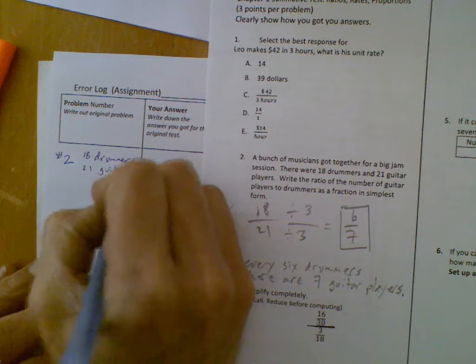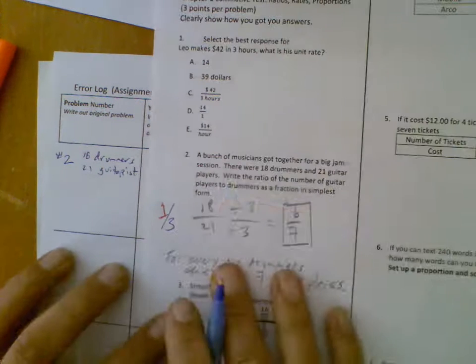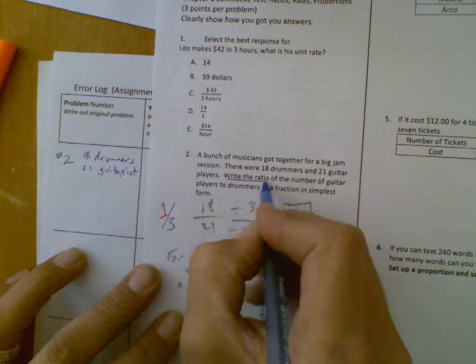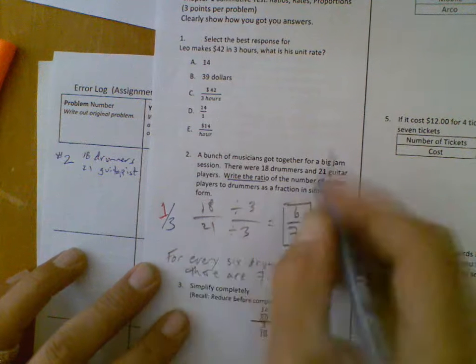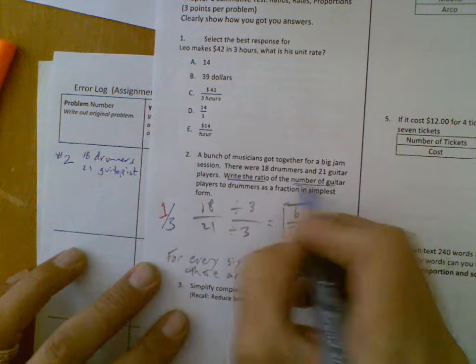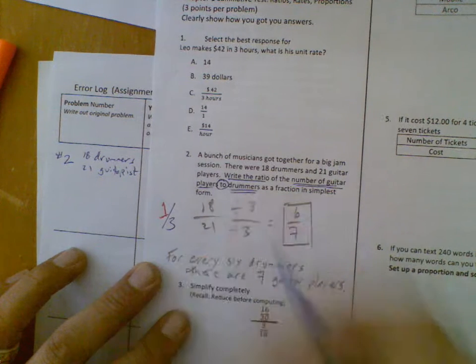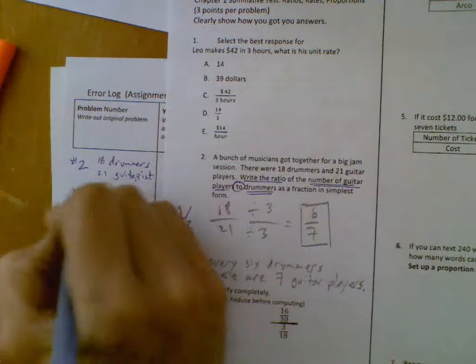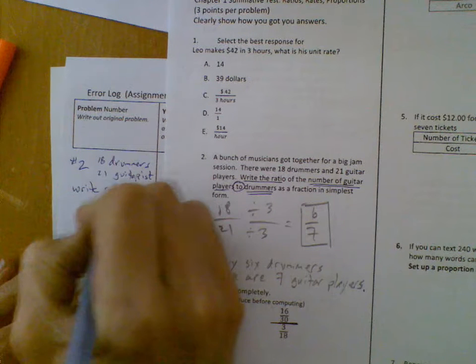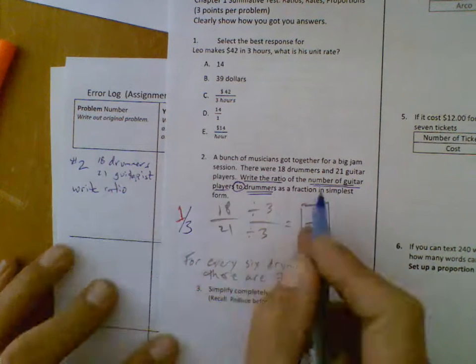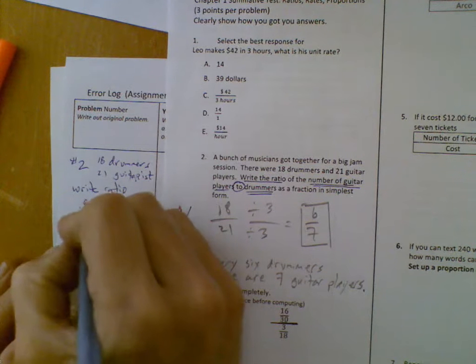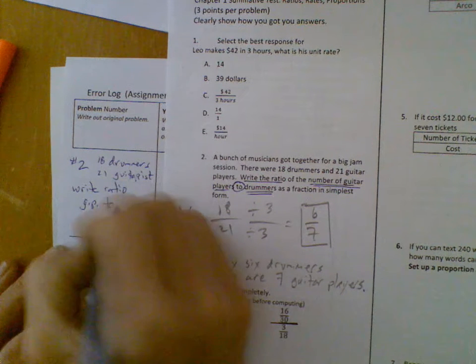Guitarists, how about that? And then what does it say to do in the problem? It says, write a ratio. Okay, so I'm going to write a ratio of the number of guitar players to drummers. So I have to write a ratio, so I'm going to write ratio. Guitar players, how about I just do GP, guitar players to drummers.